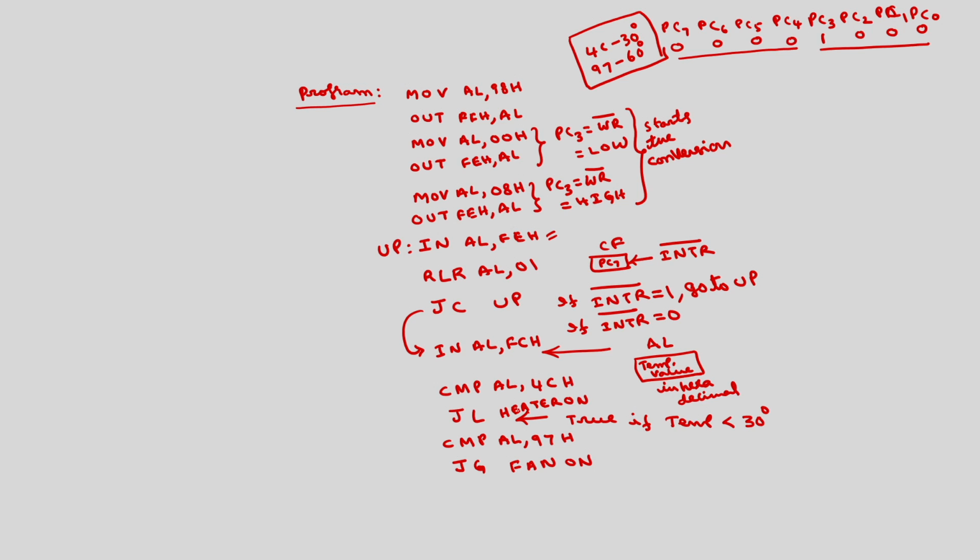Otherwise, if it is greater than 30 and if it is less than 60, okay, so you do not have to on and off fan and heater, right. So, you have to unconditional jump to monitoring this up. The repeat you can call as, you have to repeat the process.